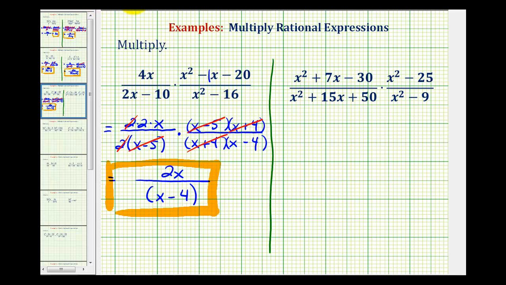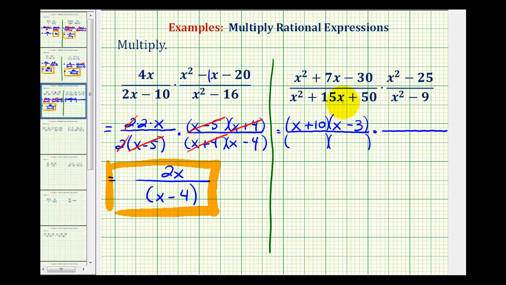Let's go and take a look at our second example. Again, the first step is to factor all of the numerators and denominators. And we'll go ahead and assume these will factor into two binomial factors. So for the numerator, the factors of x squared would be x and x. We want the factors of negative 30 that add to positive 7. That's going to be a positive 10 and a negative 3, so plus 10 here and minus 3 here.